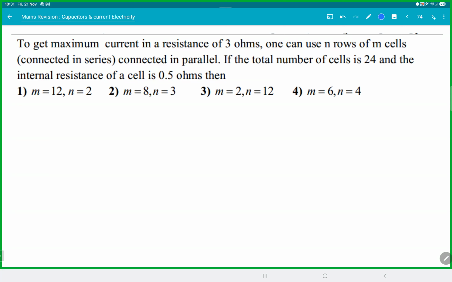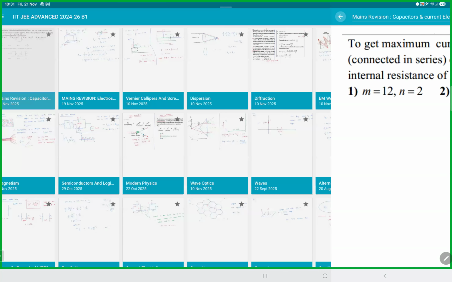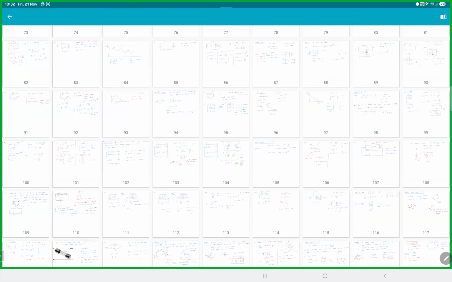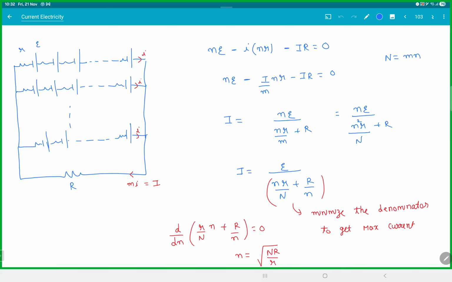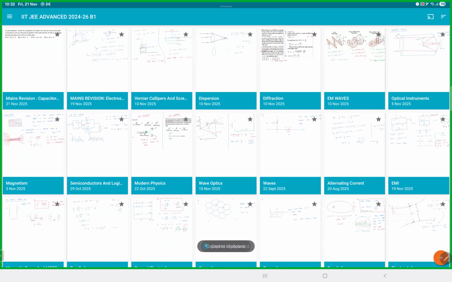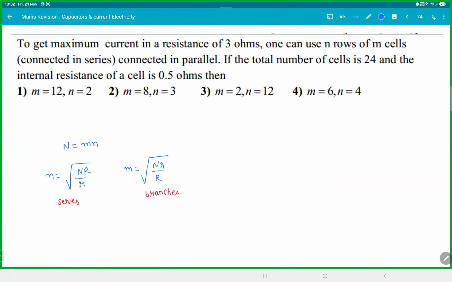Remember this formula? Mixed bridge. Kya tha formula? Series, parallel. There are 2 formulas there. Again, if you forgot, we did this thing in grouping of cells, mixed grouping. ये पूरा derivation था. There I told you how to mug up the results. N is equal to root over NR by small r. N is the total number of batteries. R is the external resistance and small r is the internal resistance. Clear?